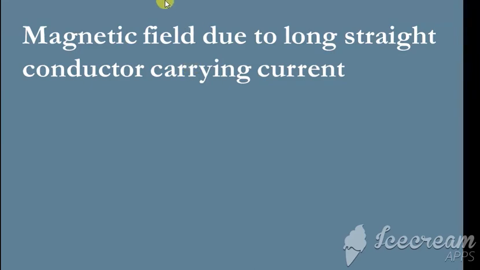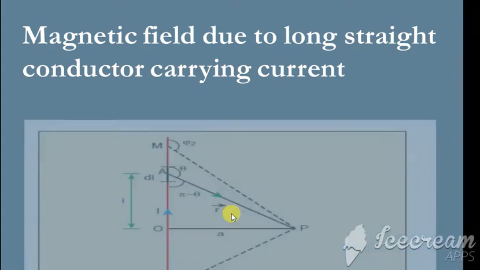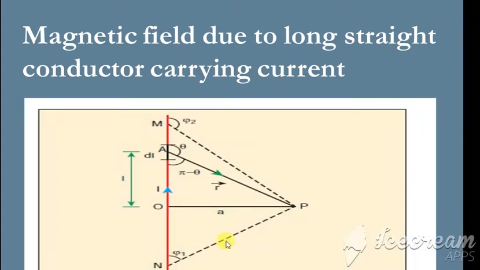Field due to a long straight conductor carrying current. For this, first let us consider a conductor. So this is a long straight conductor. This long straight conductor is carrying the current. That current is denoted by I.